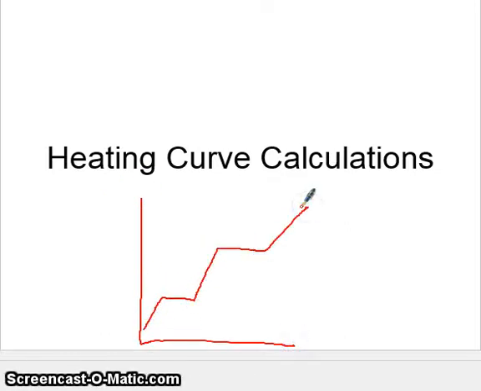This is video 6 of Unit 12. In this video we will talk about heating curve calculations. Now if you remember from a previous video, the heating curve looks like this. And what we have is we have two places that are flat. This is melting, and the other flat place is boiling or vaporization.